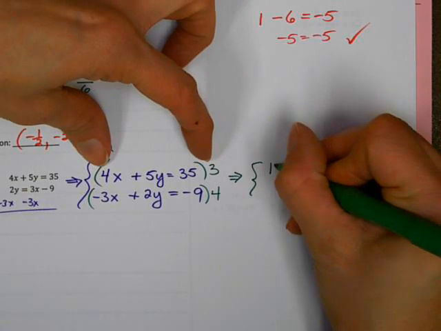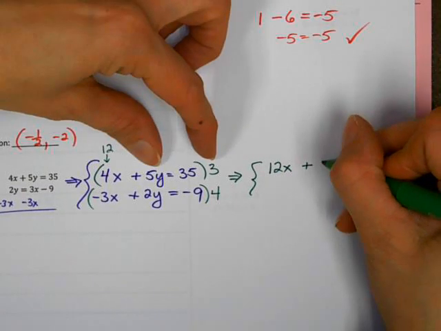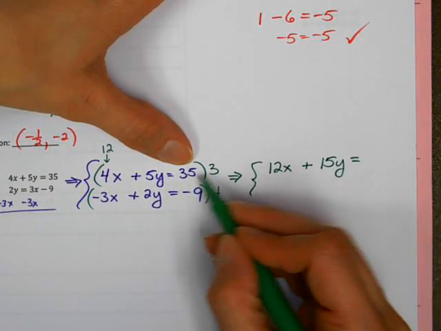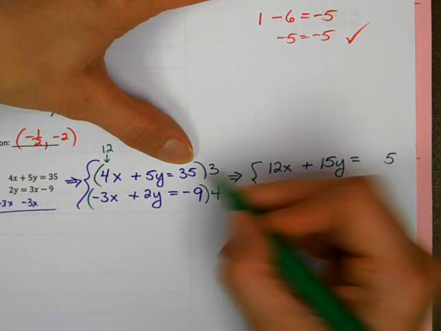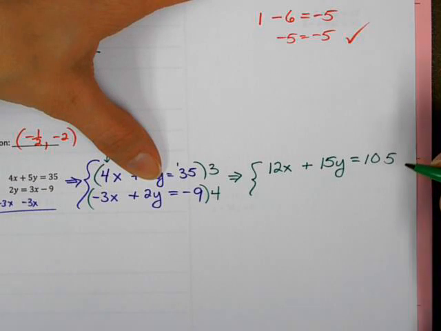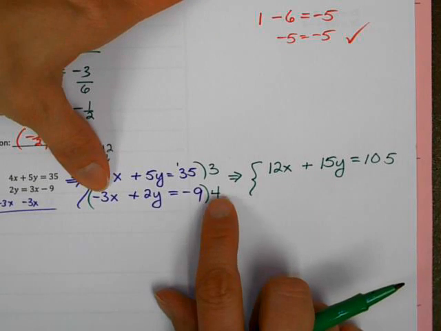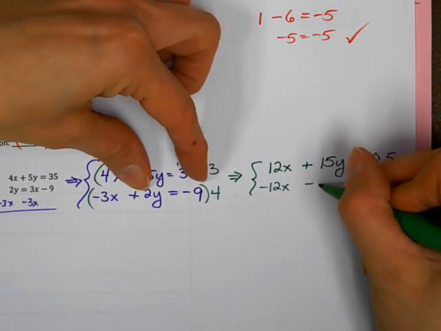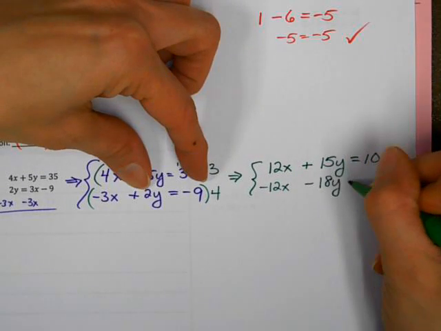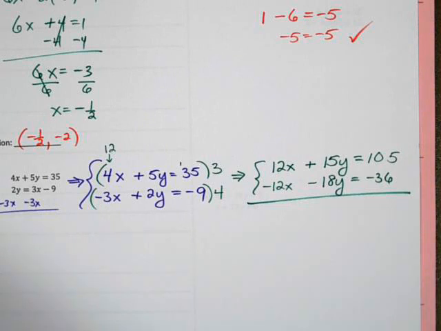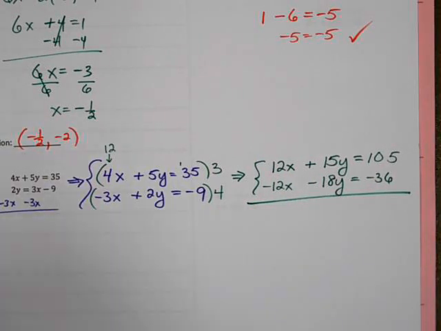3 times 4 is 12x plus 15y equals, oh no, help, help. 3 times 5 is 15, carry the 1. 3 times 3, 105, is that right? Oh my goodness. Okay, bottom equation. 4 times negative 3 is negative 12x minus 18y equals negative 36. Okay, I'm noticing that the x's are eliminating. Okay, so we are in luck.